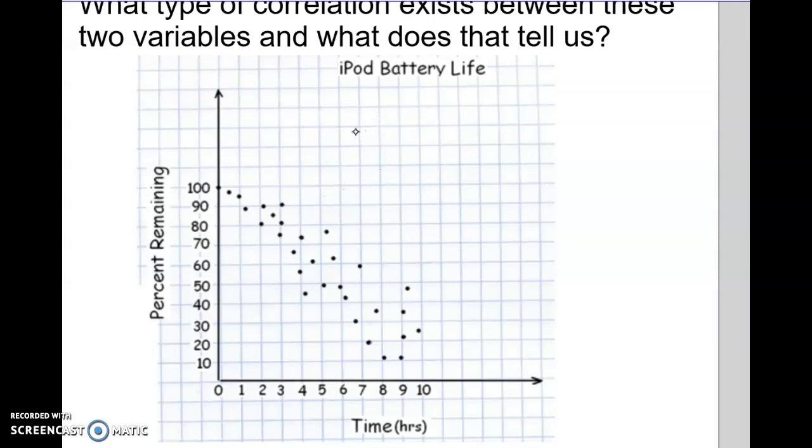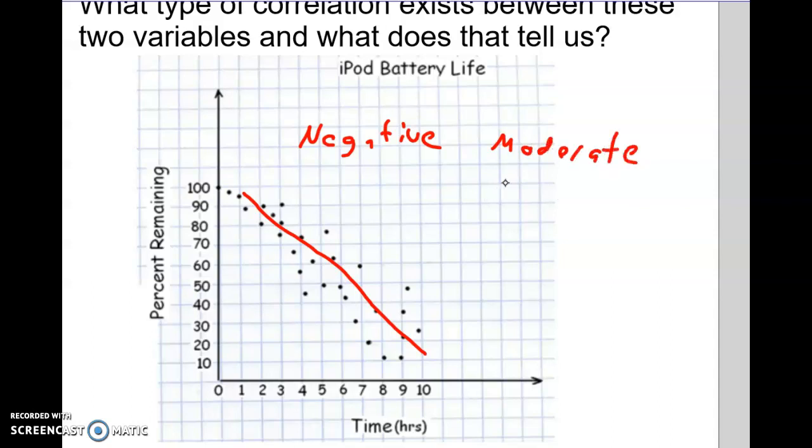Okay, so hope you had a chance to think about it. So this would be negative correlation because there's a negative sloping line going down. And I would say this is moderate, or maybe strong, I guess. You could say that's kind of strong correlation. Just means there's a strong link, and that makes sense, right? The more you use your phone, the less battery it's going to have. There's a strong link between those two things.